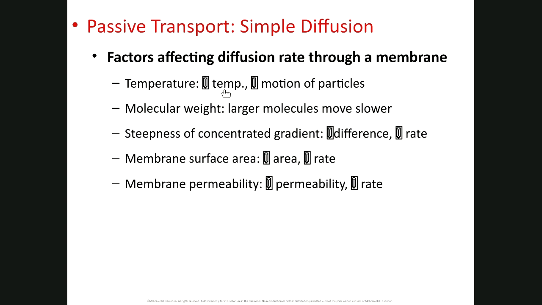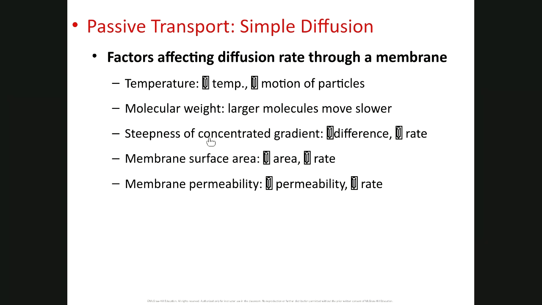So let's take the first variable, temperature. If you have high temperature, you will increase the rate of diffusion. Molecular weight, so basically how much does the molecule weigh? The larger molecules are going to move slower. So basically, if a molecule has a high molecular weight, it's slower to move. The lower the weight of that molecule, the easier it is to travel. So low molecular weight, you would have increased diffusion, right? If you have high molecular weight, you're going to have slower diffusion.